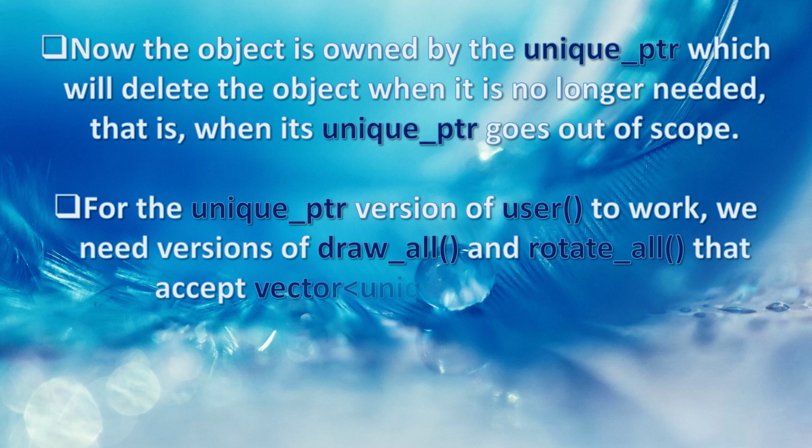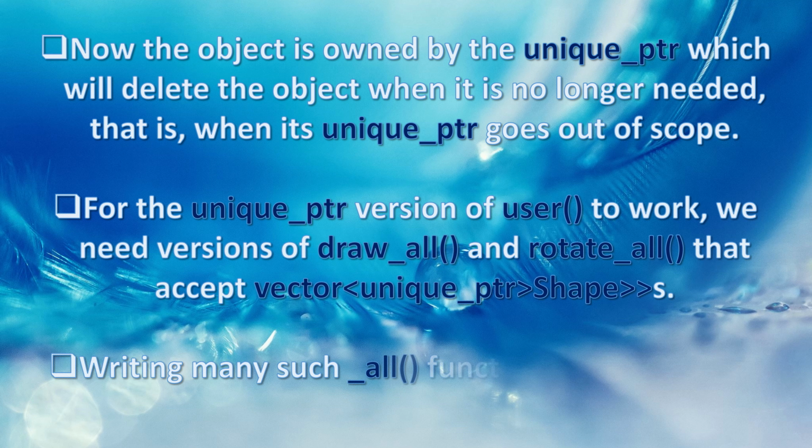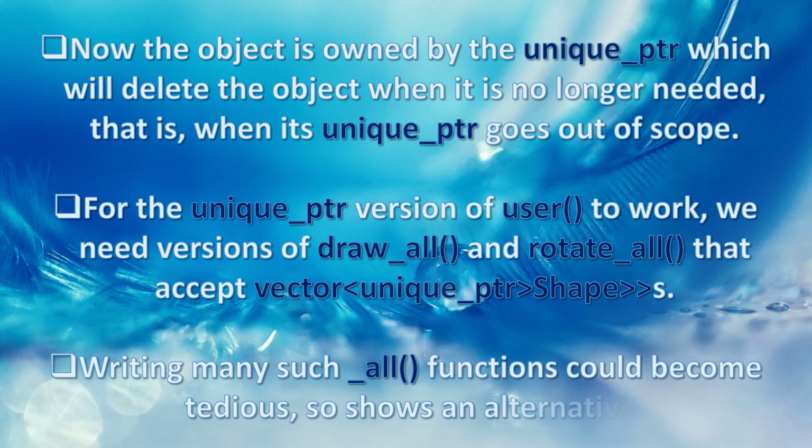For the unique_ptr version of user() to work, we need versions of draw_all() and rotate_all() that accept vector<unique_ptr<Shape>>. Writing many such _all() functions could become tedious, so an alternative is shown.